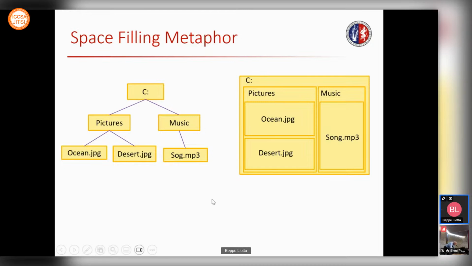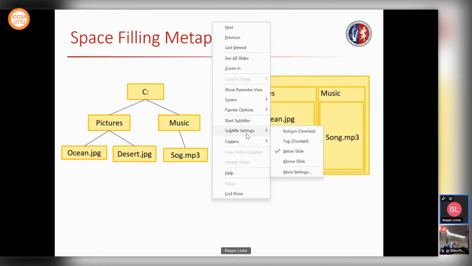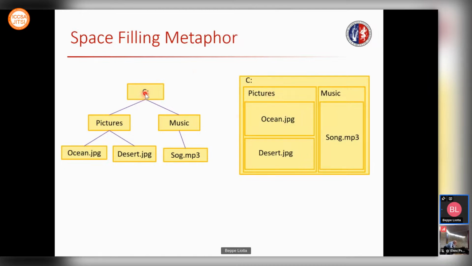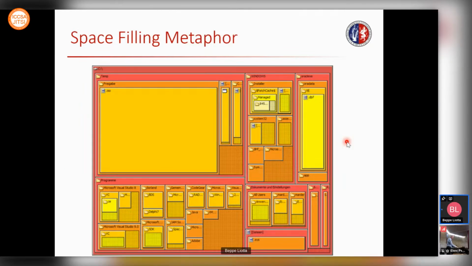Let me show you this. Okay, so here you have this node C, and this is the rectangle representing C. Then you have the children of C, pictures and music, are two rectangles that are inside the rectangle of C. The inclusion represents the edge, okay? Then you have ocean and desert, which are inside pictures, and song, which is inside music, which again represents the edges. Right? This is a space filling metaphor.